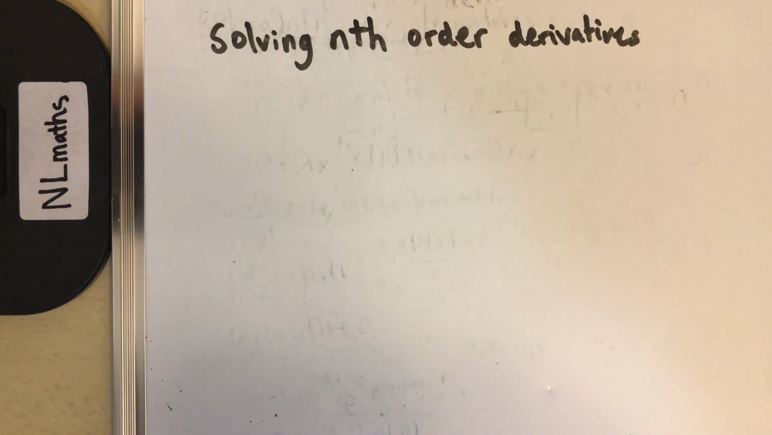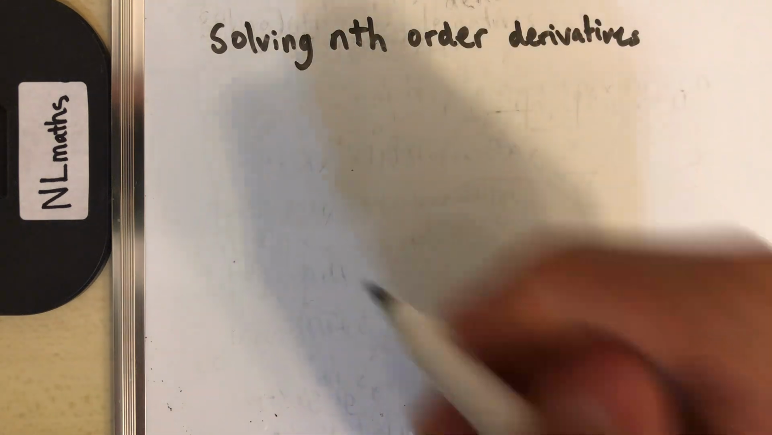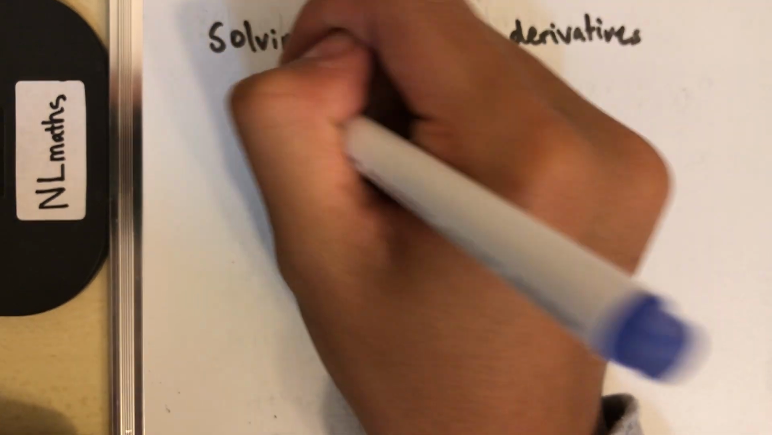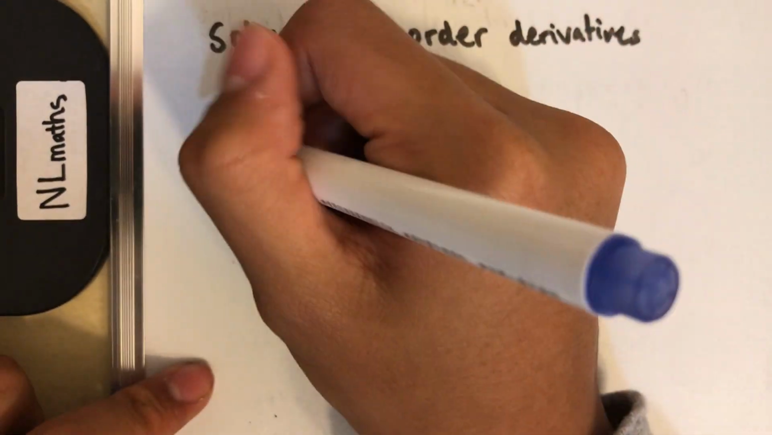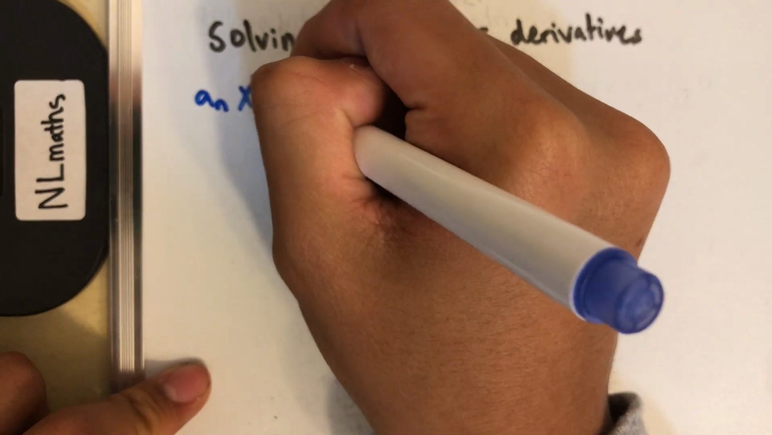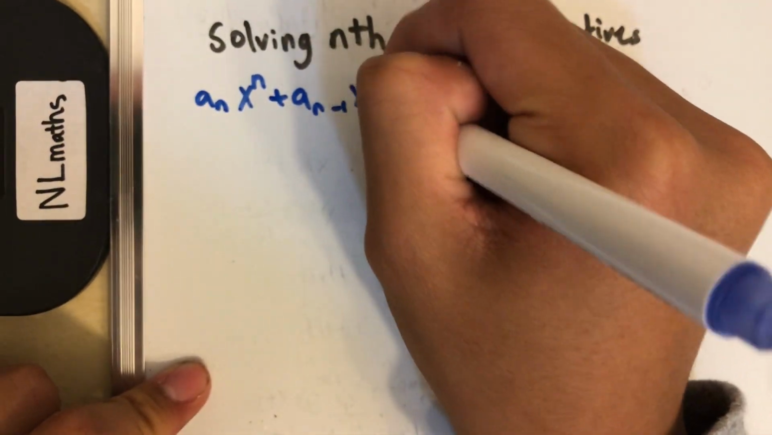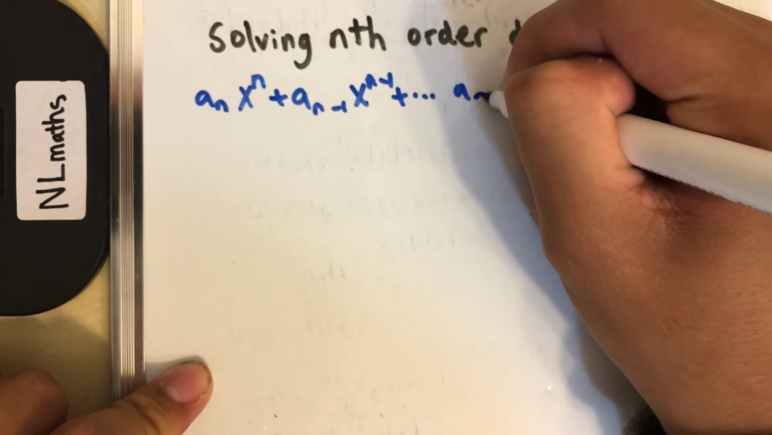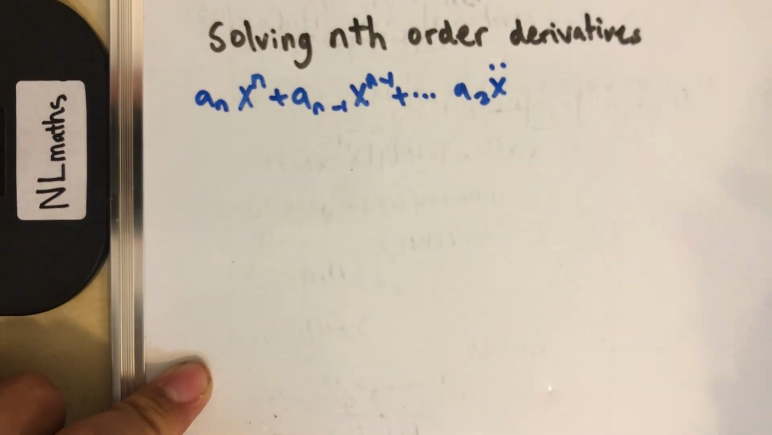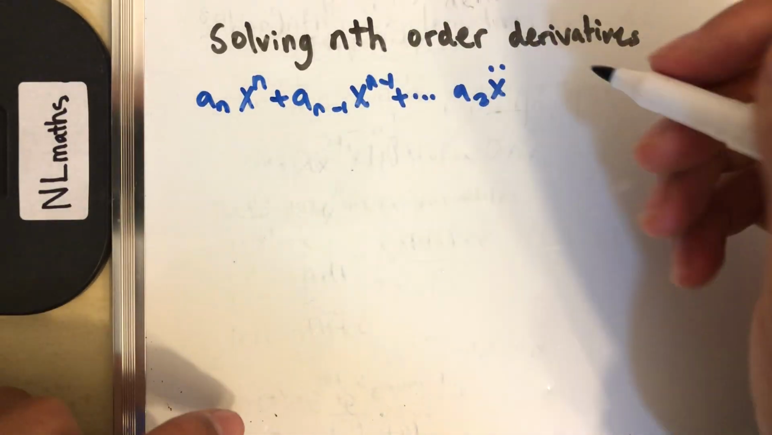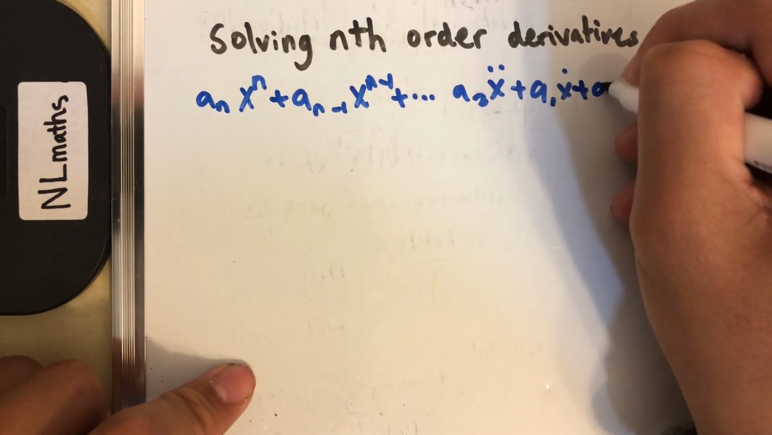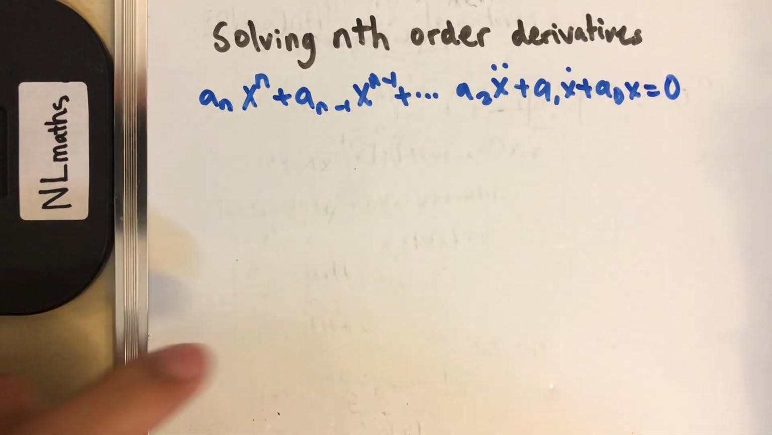Today we're talking about one of the highlights of derivatives, solving nth order derivatives. So that's in the form of a_n times the nth derivative of x, and this isn't a power, it's the nth derivative, plus a_(n-1) x^(n-1), plus dot dot dot, plus a_2 x double dot. So this n minus 1 is of course the (n-1)th derivative. X double dot is the second derivative with respect to time, plus a_1 x dot plus a_0 x equals 0.